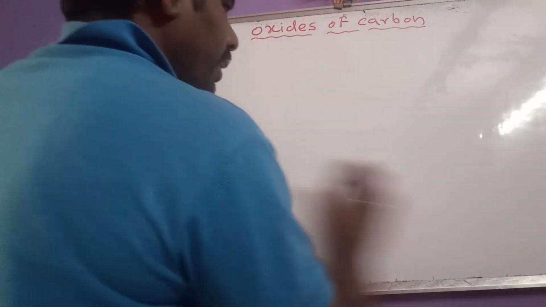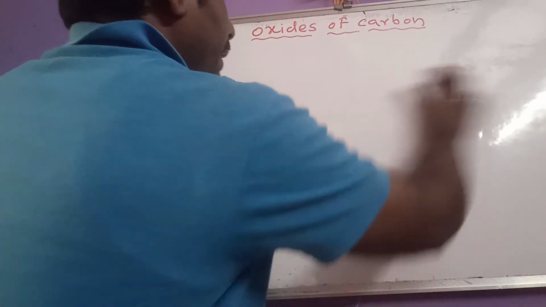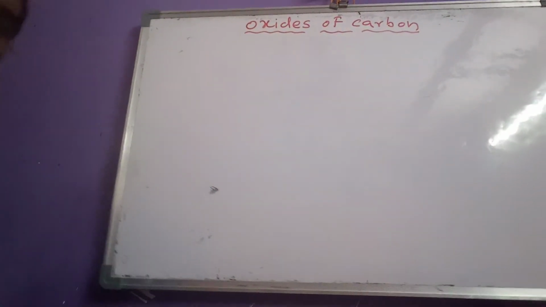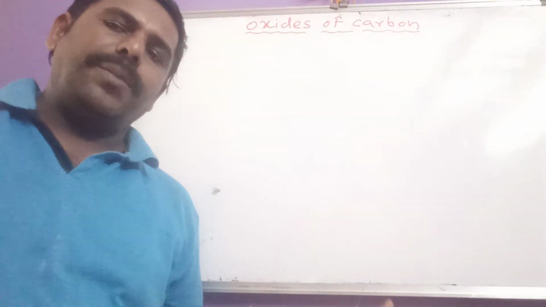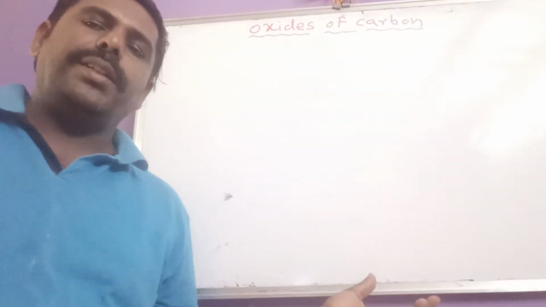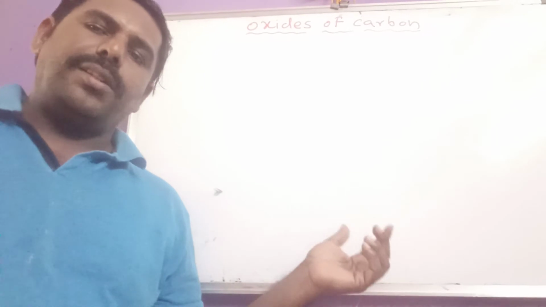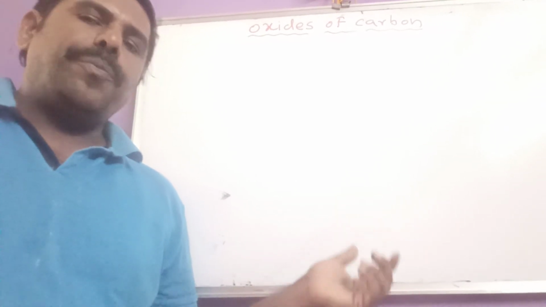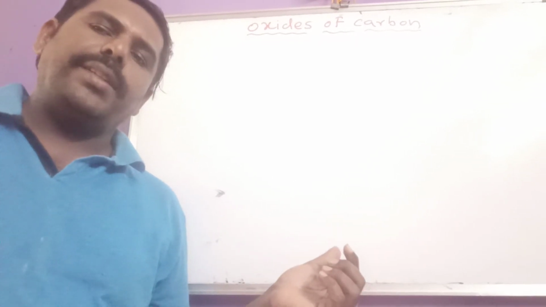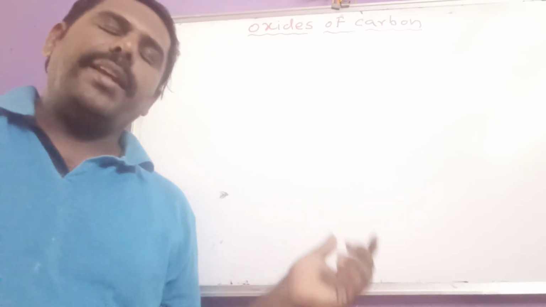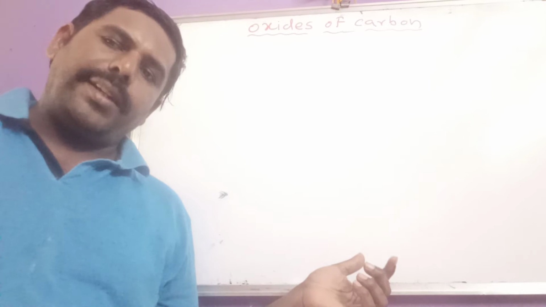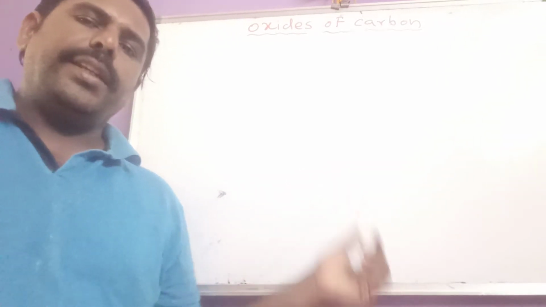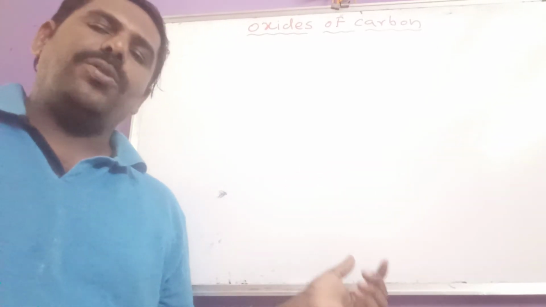Okay, of these, the ones we can use commercially are water gas and producer gas, which are used for the commercial preparation of carbon monoxide. The purest form of carbon monoxide is obtained by the dehydration of formic acid using concentrated sulfuric acid. These are some important points we have to remember.